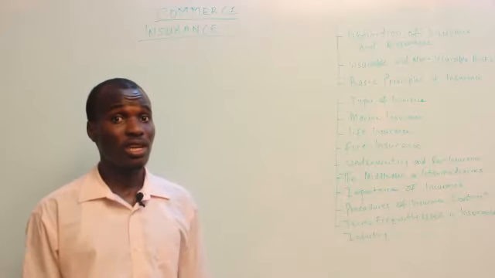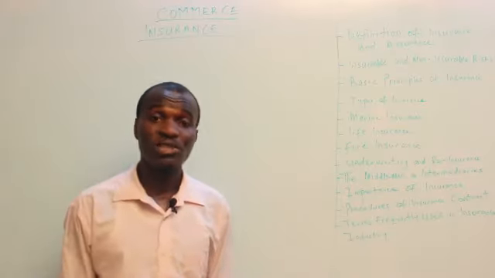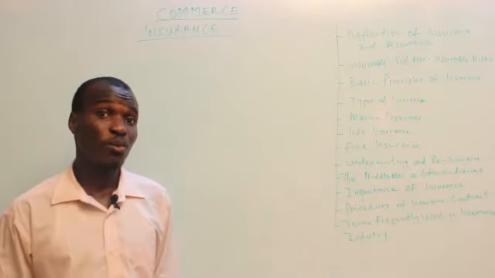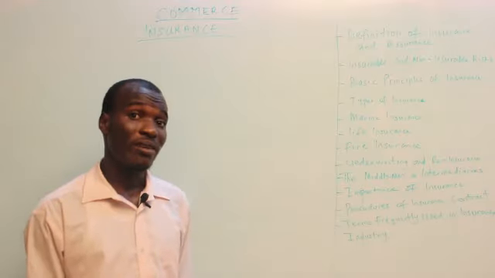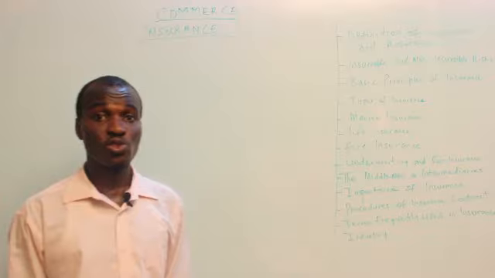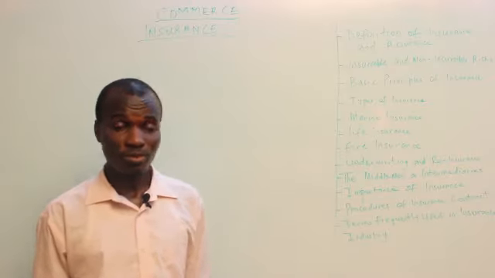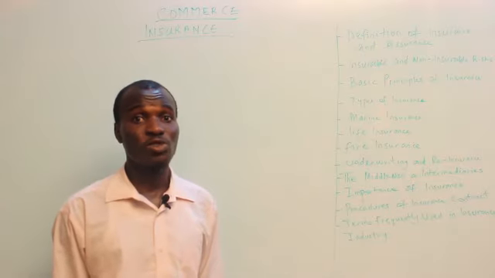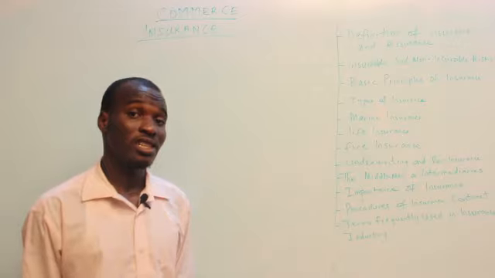So insurance is an agreement whereby one party undertakes to indemnify or to give compensation to another party as a result of the party suffering a loss. So whenever a party suffers a loss, what happens? Insurance will undertake to compensate such a party. And how will that happen? Such a party that is to be compensated, that is the insured party.